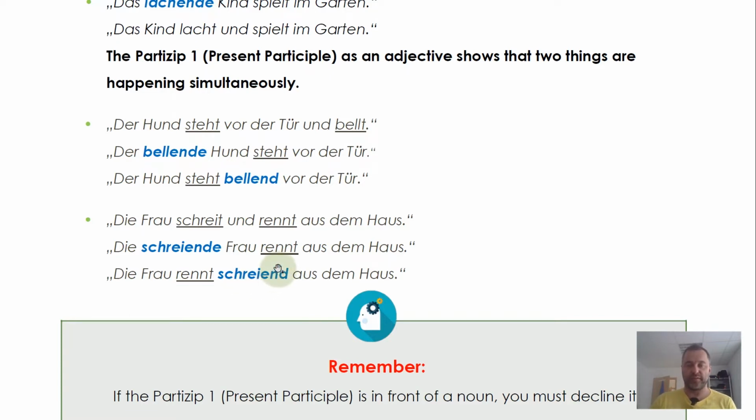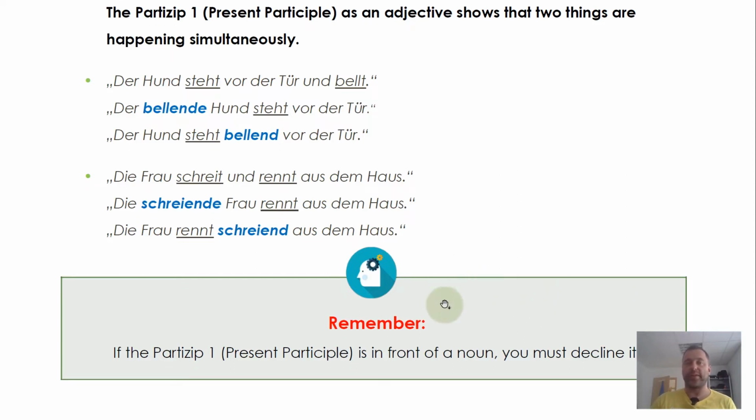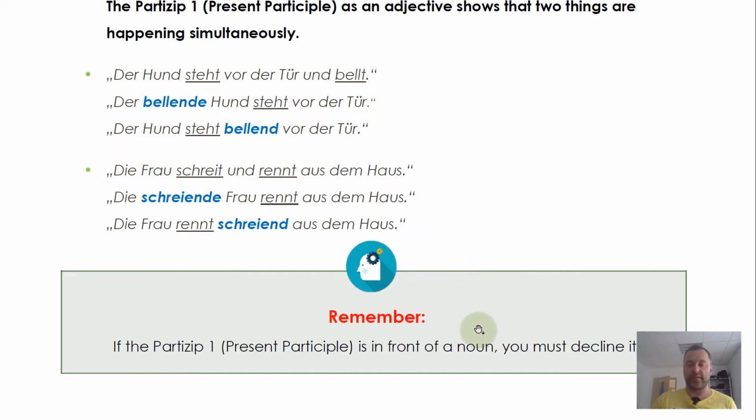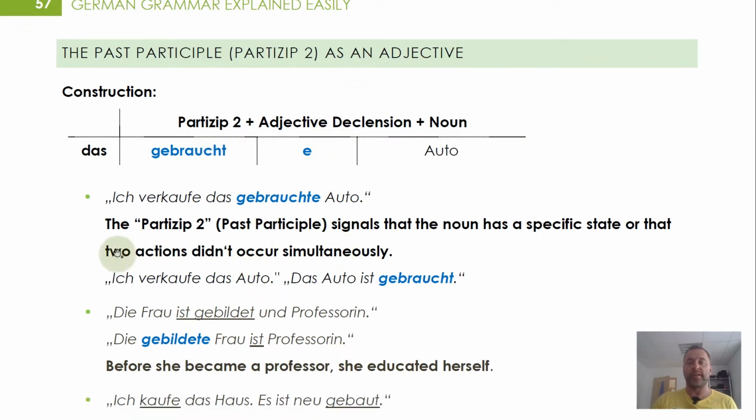No adjective declension. And if you use the Partizip 1, present participle, as an adjective, it always means there are two things happening simultaneously. And the opposite is happening if you use the past participle, so Partizip 2 as an adjective. Works the same way. We use the participle plus the adjective declension, and then we add the noun to it. But now it signals that the noun either has a specific state that it achieved after an action, or that two actions didn't occur simultaneously.